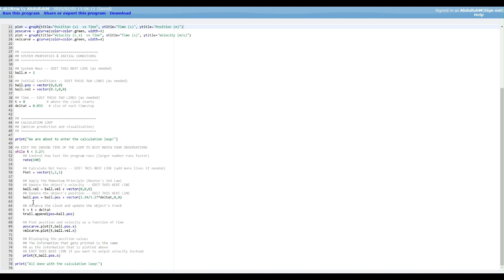Then we updated the marker's position with this formula, which is 1.24 divided by 3.27 times the delta t. The reason we did this is that 1.24 is how far the marker traveled, 1.24 meters. Then we divided that by 3.27, which is how long the experiment lasted. Then we multiplied that by delta t, which is 0.033. We set it like this because it will accurately update the marker's position over time. And to show you guys, I'll run the program.